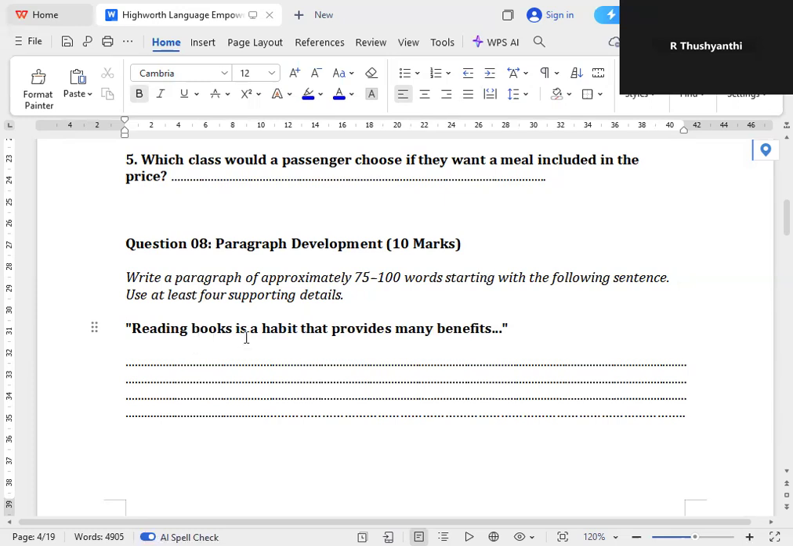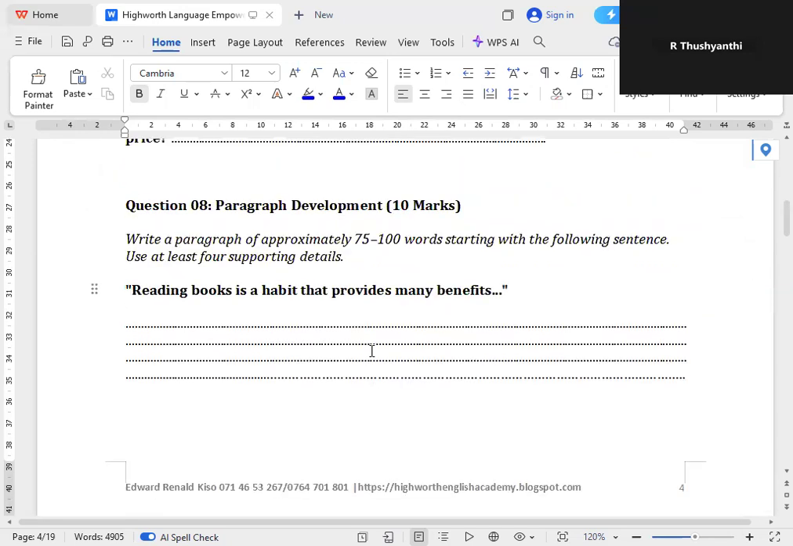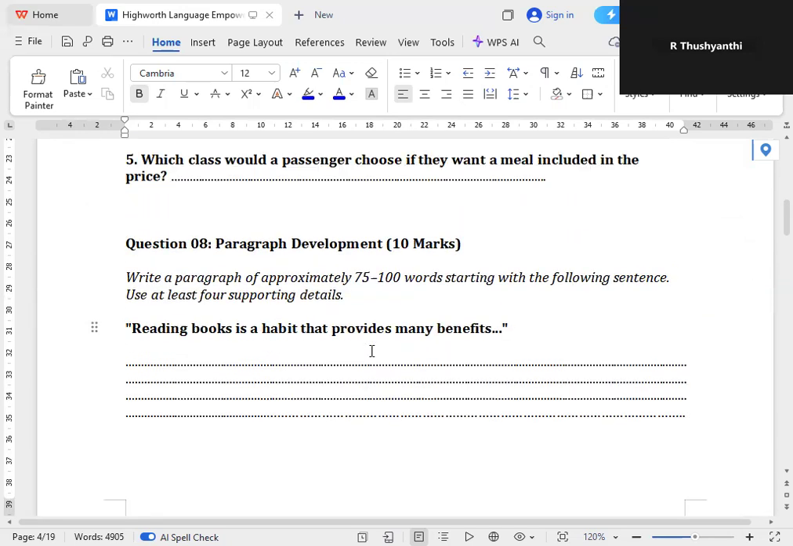So here the topic is going to be the habit of reading books and their benefits. You are going to write the benefits or advantages you get from reading books. Only books, not newspapers, not any other brochures or other things. It's all about books, so you have to be strict with this topic. You have to write a small paragraph of 75 to 100 words.